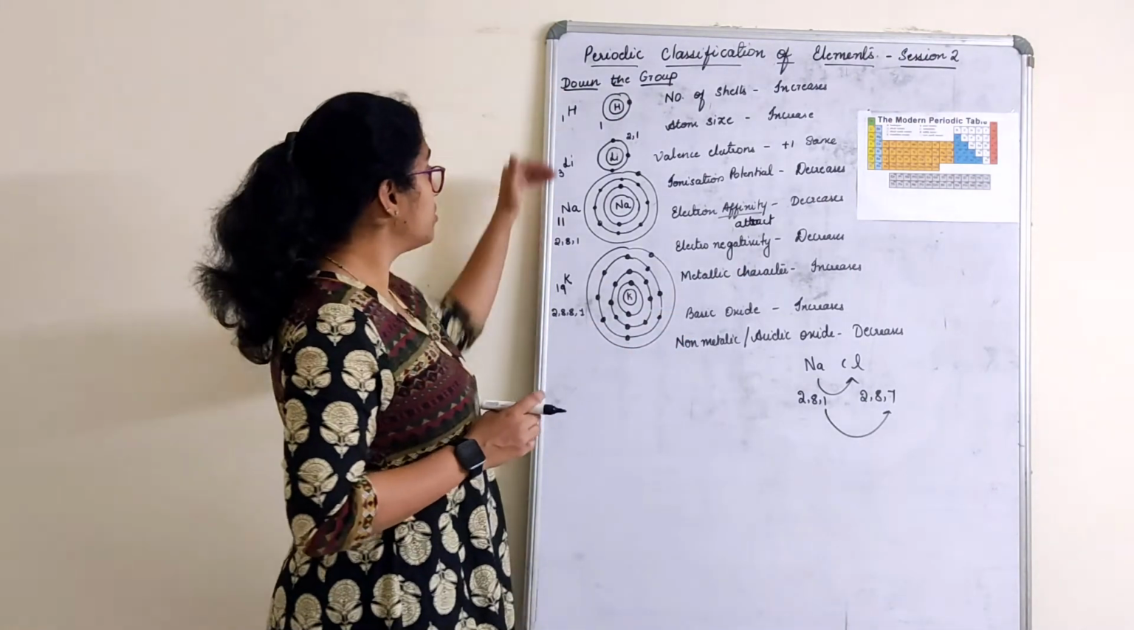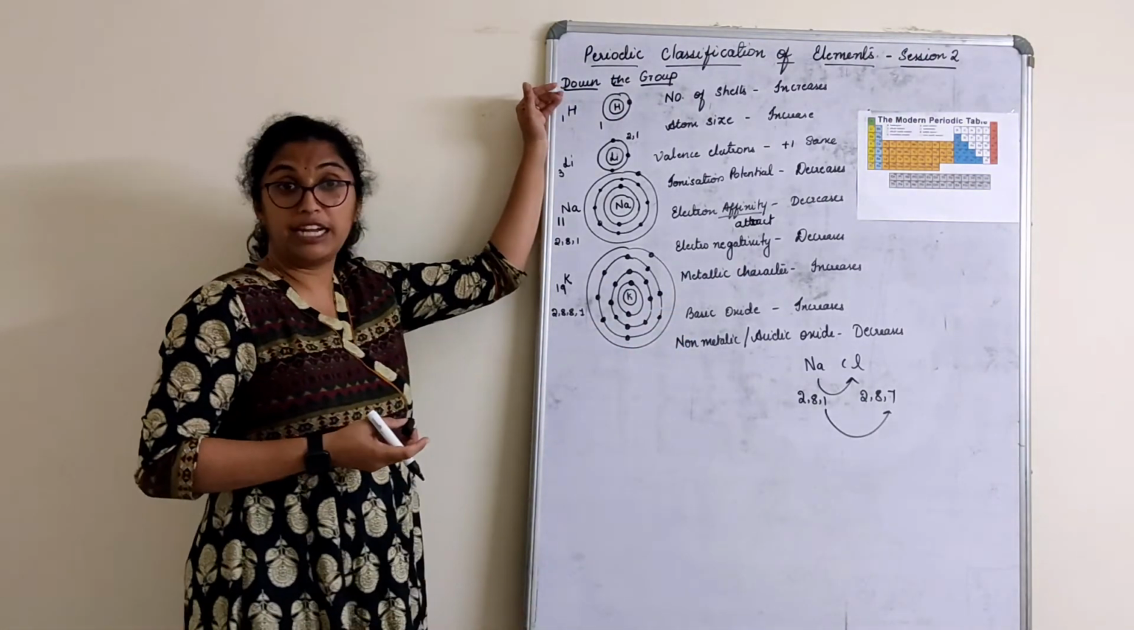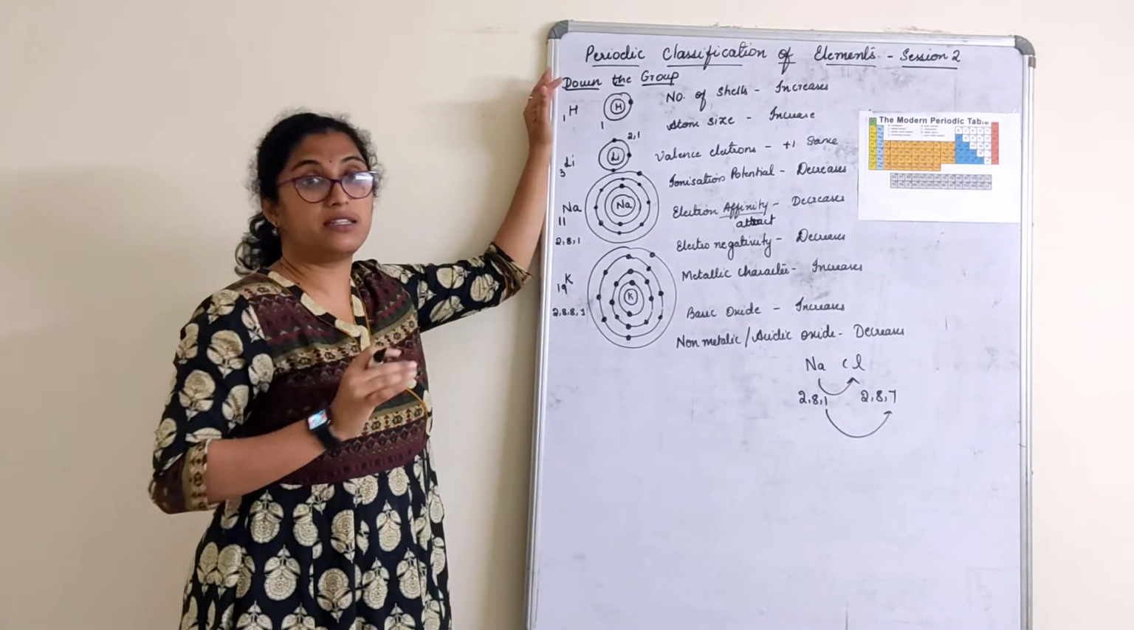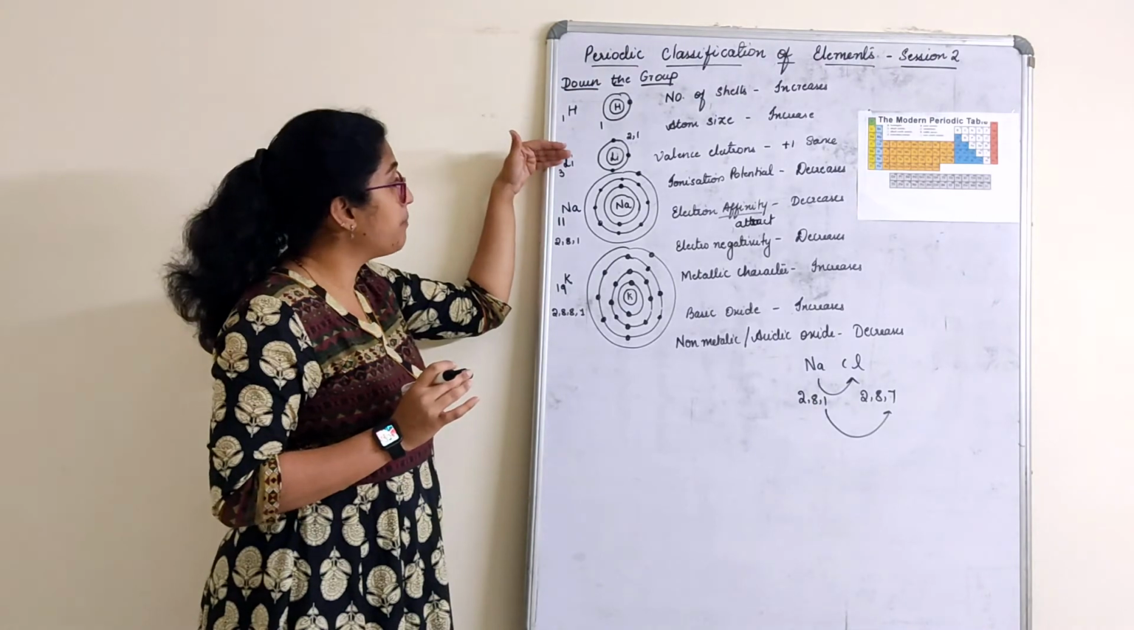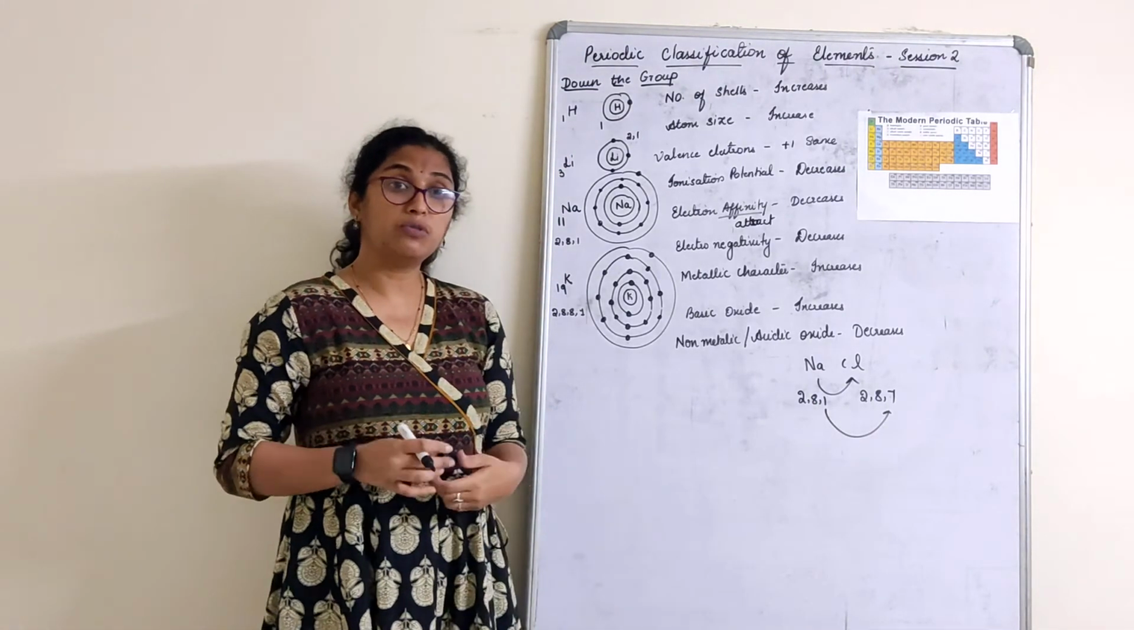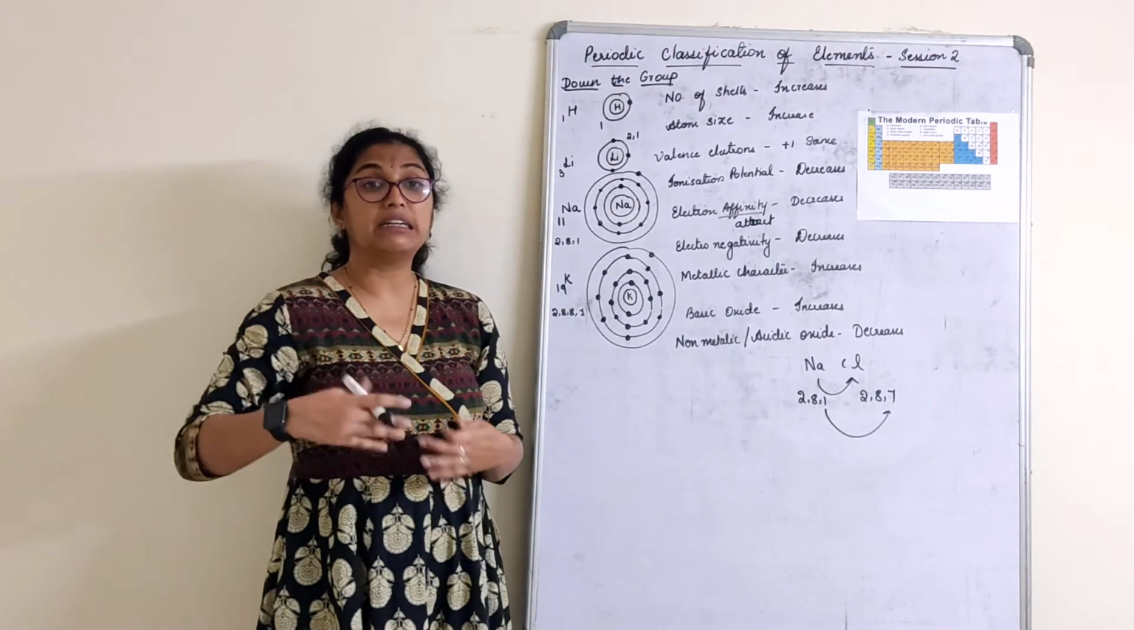Now as you go down the group, of course, hydrogen I don't want to talk about because hydrogen, being a non-metal, is placed in group 1. Now when we talk about lithium, sodium, potassium, as we go down the group, the metallic character increases.